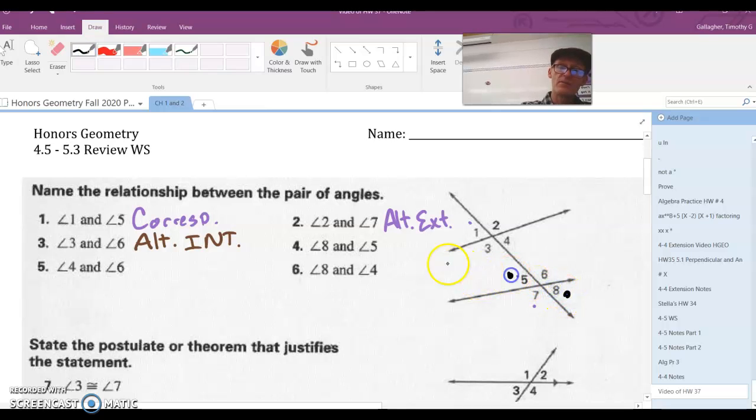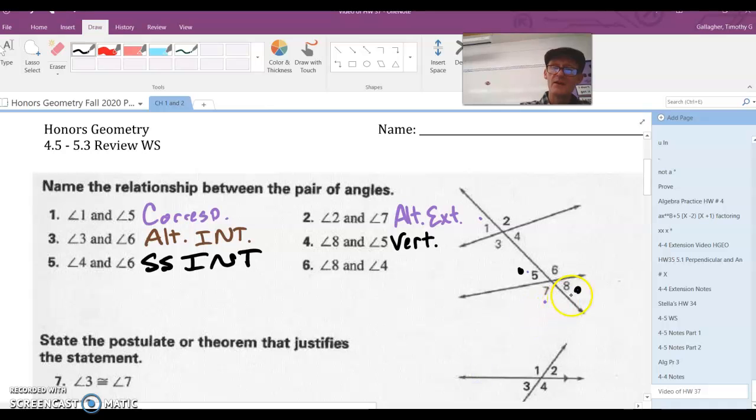Now those are vertical. That's from a long time ago. Angle 4 and angle 6, so they're same side interior. SSINT. And then 8 and 4, those are also corresponding because we look for that F. We see an F there. And those are also corresponding.